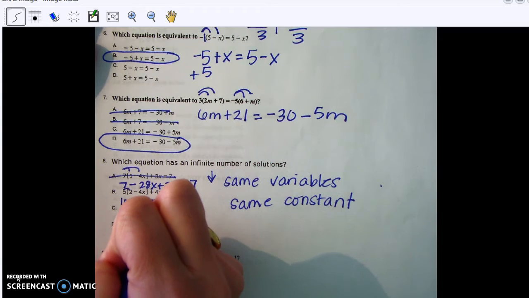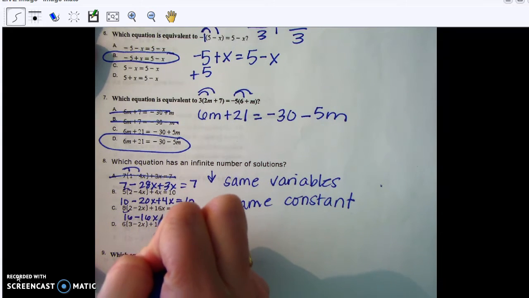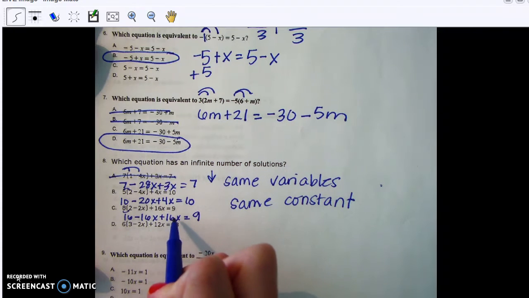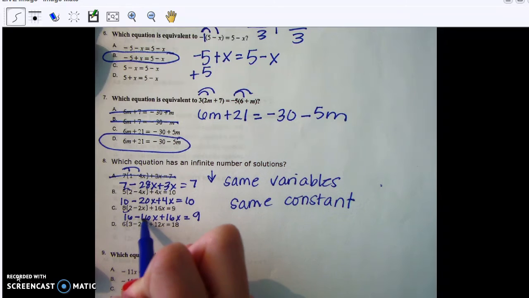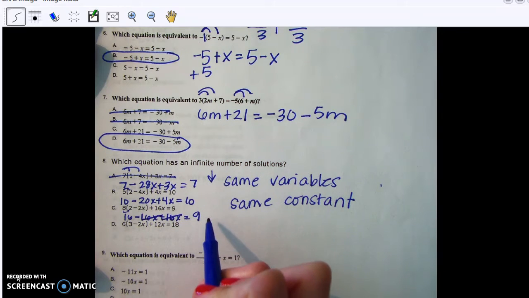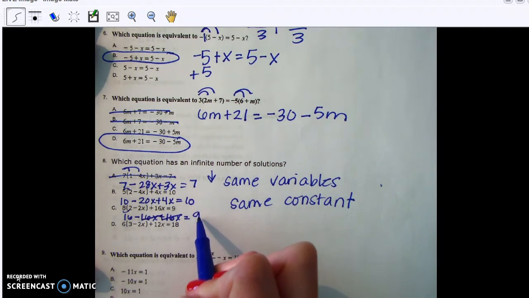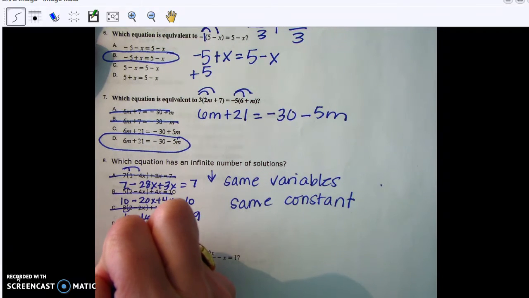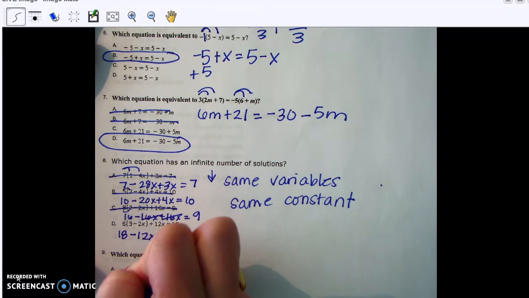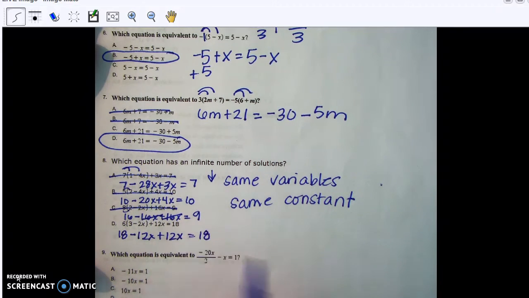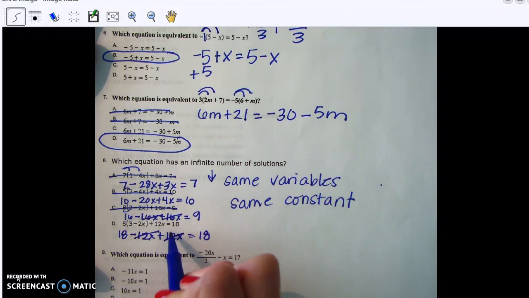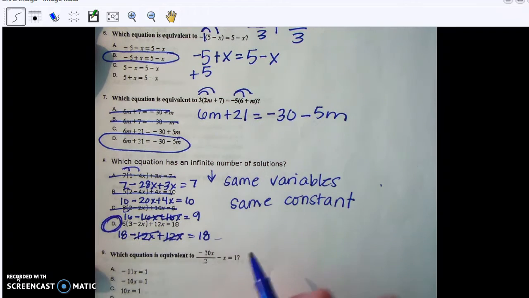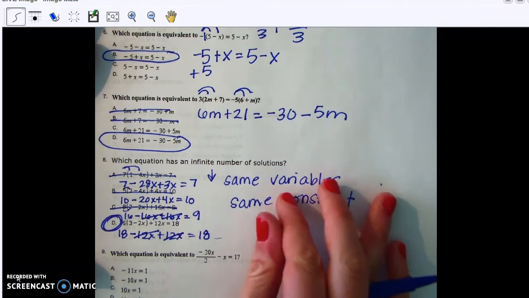This one, if I distribute, I have 16 minus 16x plus 16x equals 9. Negative 16x plus 16x is 0. So I have no x's on this side, none on this side. So that could be it. But then I have 16 here and 9 here. Not the same constant. So that's not infinite solutions either. So this one, when I distribute, I get 18 minus 12x plus 12x equals 18. Negative 12x plus 12x is 0. 0x on this side, 0 on this side. 18 is equal to 18. So D is our answer because I have the same number of variables and the same constant.